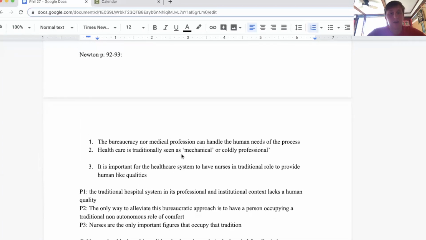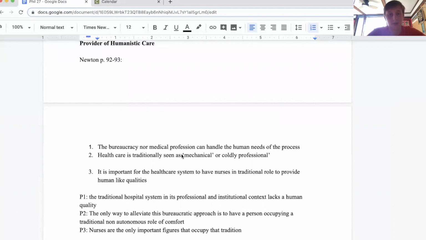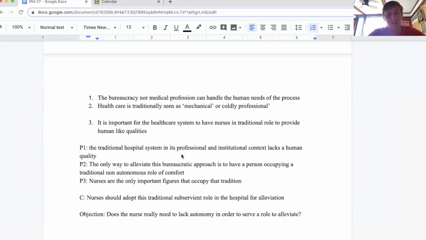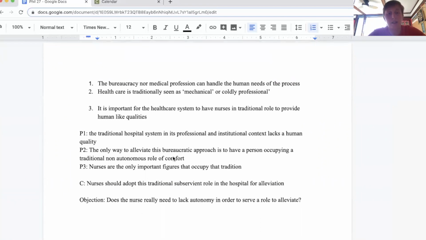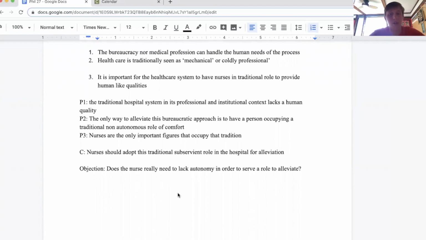For the next section, the provider of humanistic care, Newton essentially states that neither the bureaucracy nor the medical profession can handle the human needs of the process, and healthcare is traditionally seen as mechanical. So it is important for the healthcare system to have nurses in traditional roles to provide human-like qualities. The first premise is that the traditional hospital system in its professional context lacks a human quality, and the only way to alleviate this bureaucratic approach is to have a person occupying a traditional non-autonomous role of comfort, and nurses are the only important figures that occupy that tradition. So therefore, nurses should adopt this traditional subservient role for alleviation.